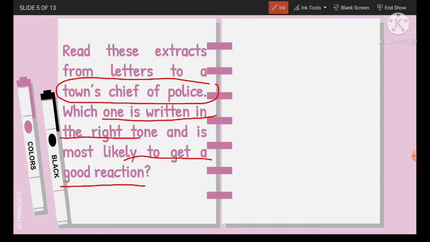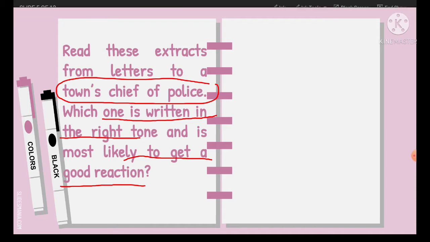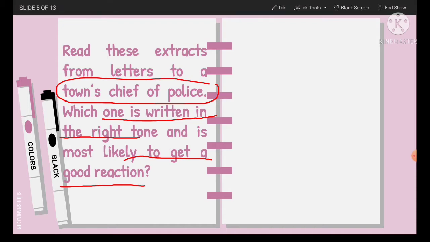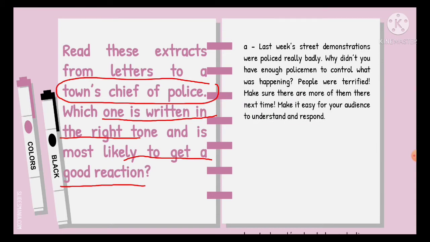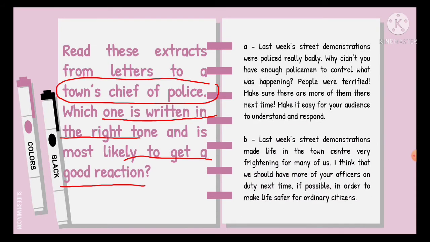Okay, now, what are those two extracts? We will see now. Okay, there are two extracts there.